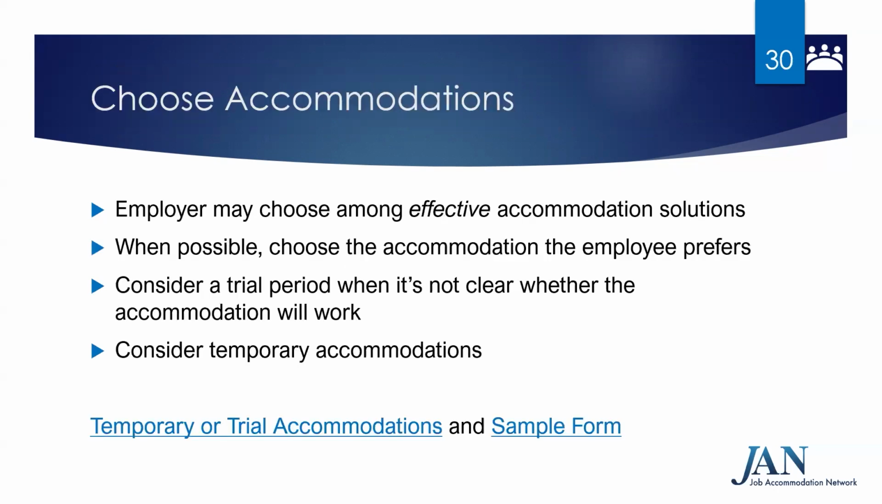Yeah, so looking at that six-step interactive process, we're at step 4 out of the 6, choosing an accommodation. Like Tracy's mentioned, an employer can choose among effective options. They can offer or opt for the less expensive option as long as it's effective. That's the sticking point. It has to be an effective solution.